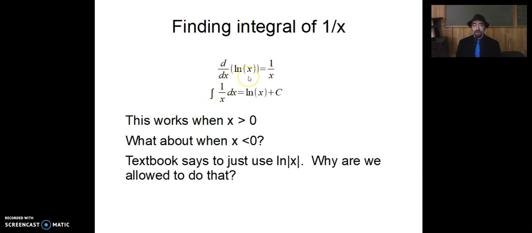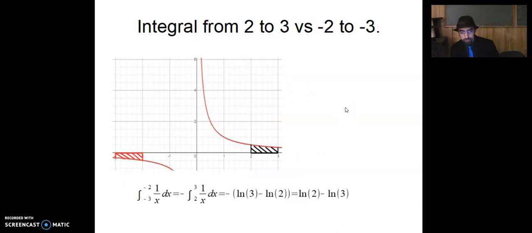So we know that the derivative of natural log of x equals 1 over x. So typically, we'll just say the integral of 1 over x dx equals natural log of x plus c. This works when x is positive, where the natural log graph actually exists and can be differentiated to get 1 over x. But what about when x is negative? Again, textbooks will just say use natural log of absolute value of x. And we want to know, why are we allowed to do that?